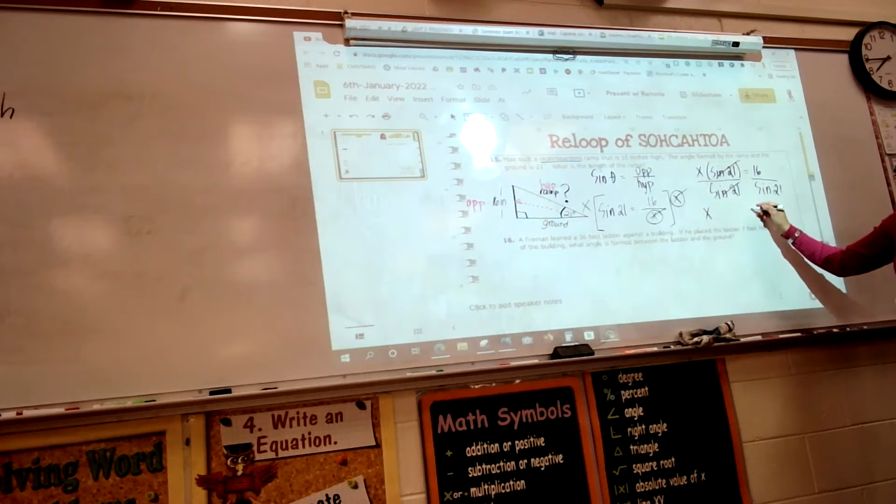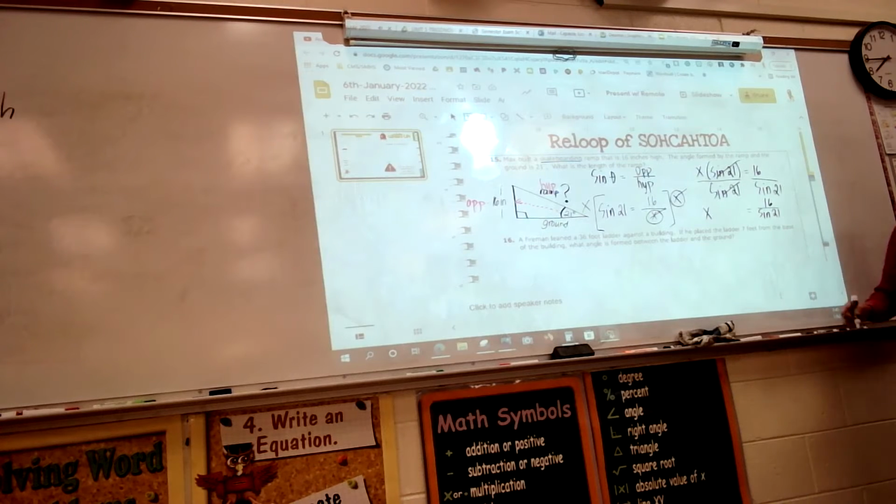So X is equal to 16 divided by sine 21. Using your decimals, make sure that your calculator is in degrees. Listo. Computadores, Desmos.